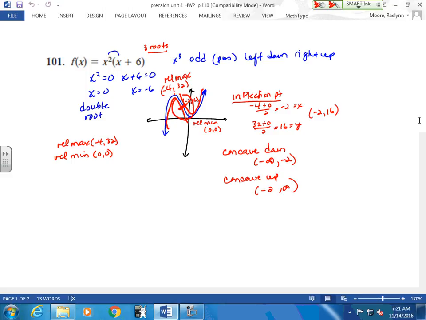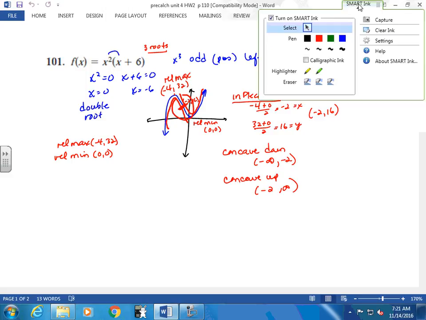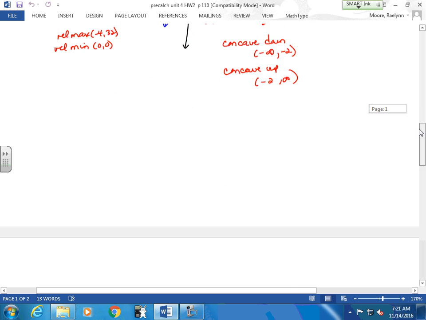Right? Concavity is different than increasing, decreasing. Increasing goes up to the point that it turns, decreasing, increasing. Make sure you keep track of relative versus absolute. Stop me if you have any questions. This is a new concept with the concavities.